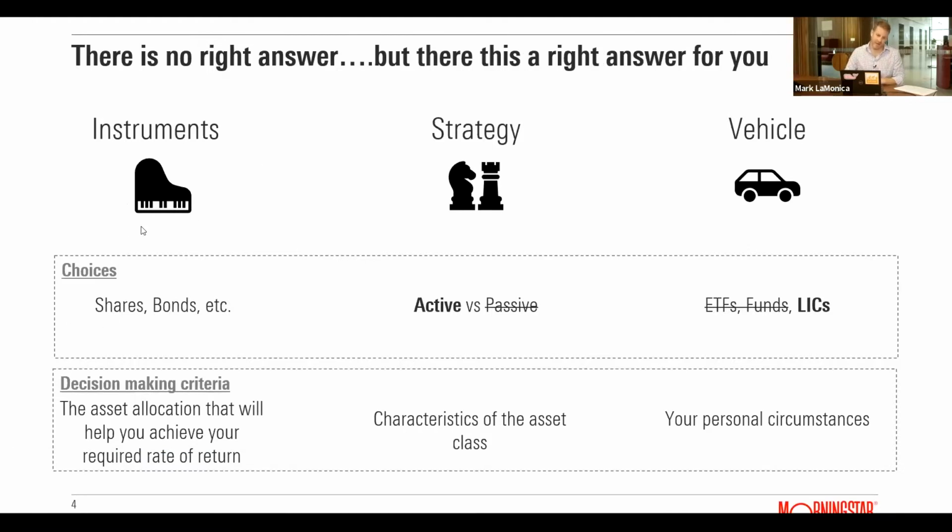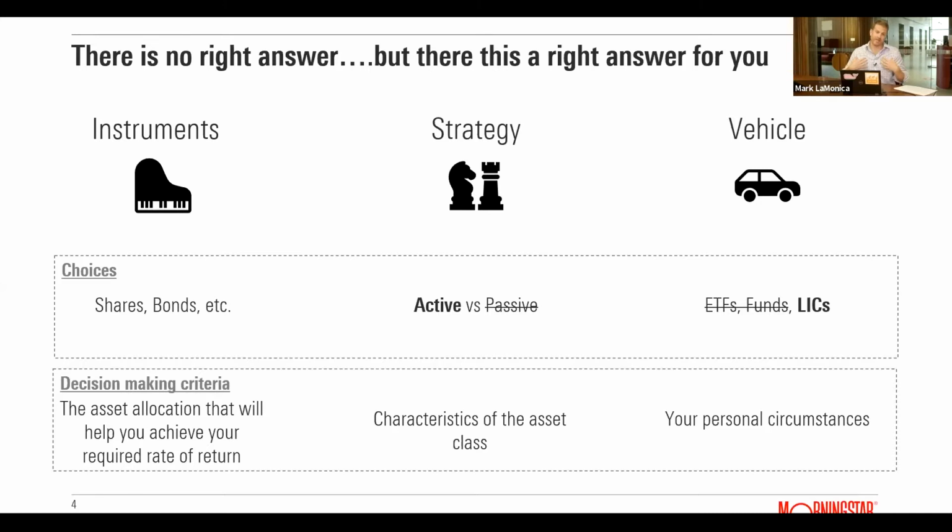That's where you want to make asset allocation decisions based on your goals and what you're trying to accomplish. We're going to talk about strategy and vehicle today because these are both pretty important. So when we talk about strategy, we're talking about active versus passive. As I said earlier, a LIC is active. Somebody is making a decision for you.